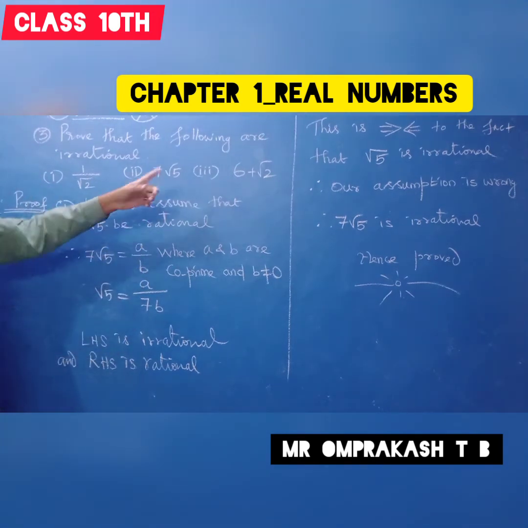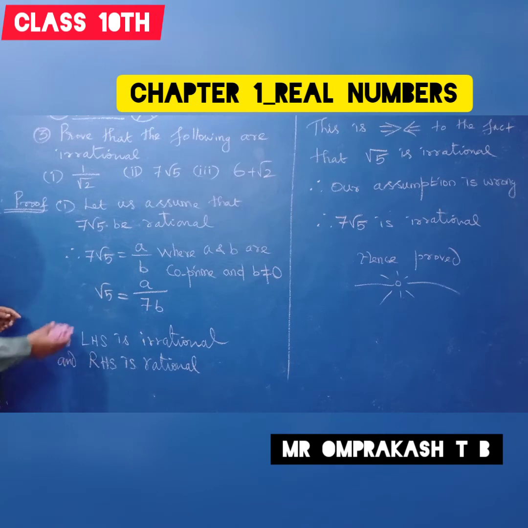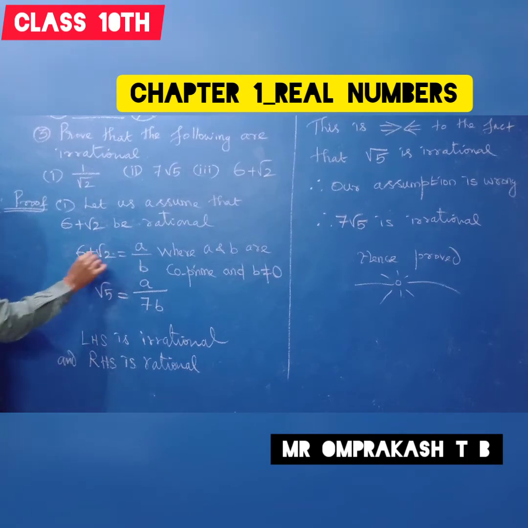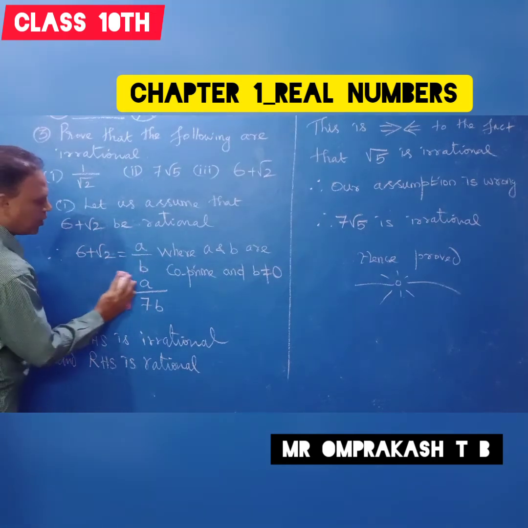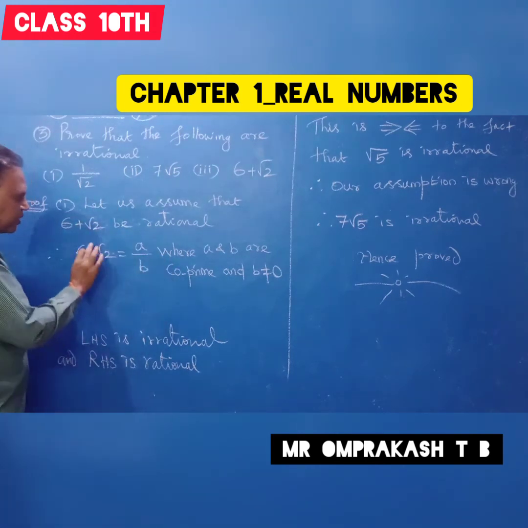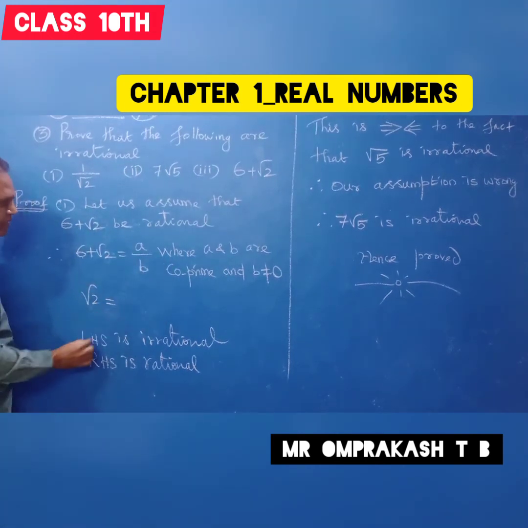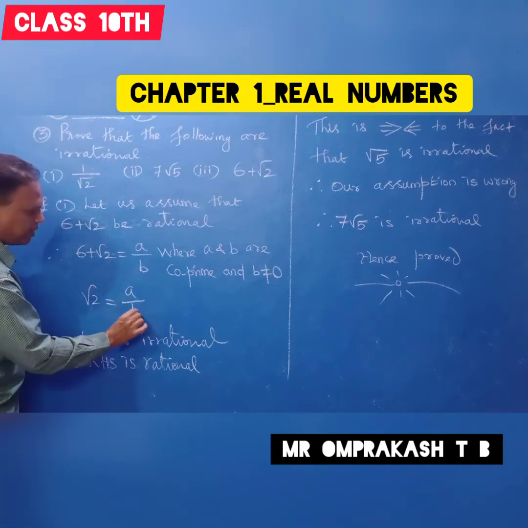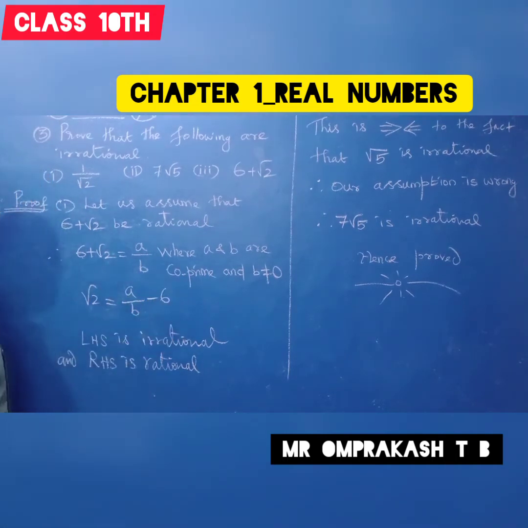Clear? So here, assume 6 plus root 2 is rational. Write it here. Therefore 6 plus root 2 can be written in the form A by B. Now what you have to do? Bring the plus 6 to this side, and you will get an irrational left hand side. Root 2 equals A by B minus 6. Clear? A by B minus 6. Now take B common.